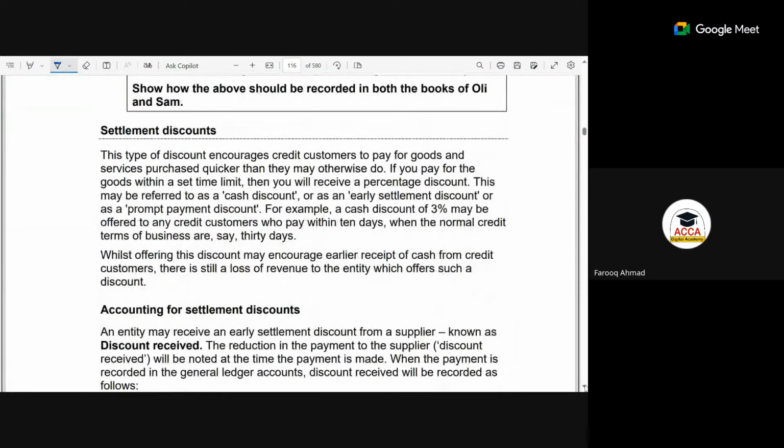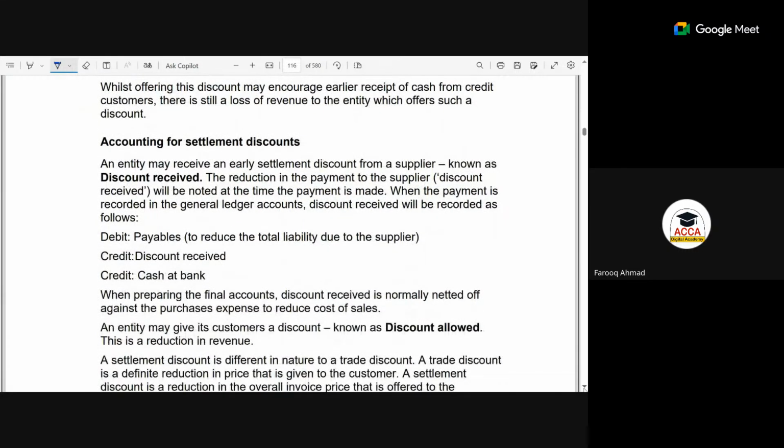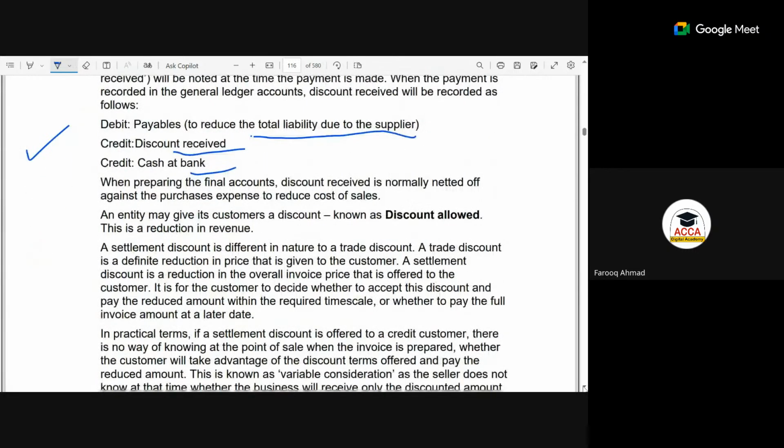Settlement discounts are also there. If they make an early settlement, they give an extra discount. Discount received is deducted to reduce the total liability due to suppliers. Credit discount received and credit cash at bank. This is how it is recorded in their books of accounts.